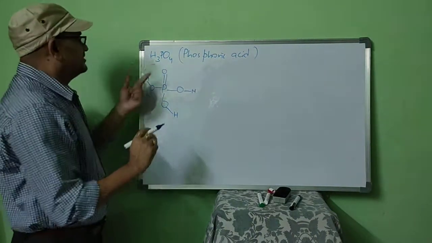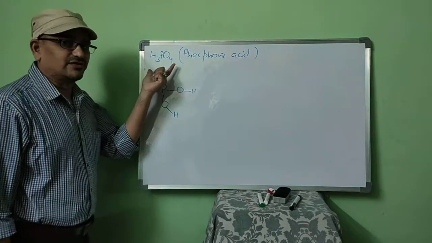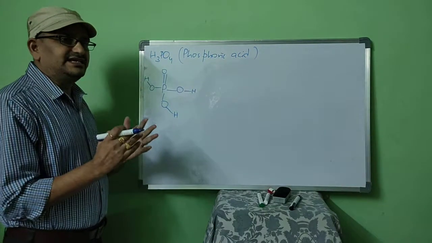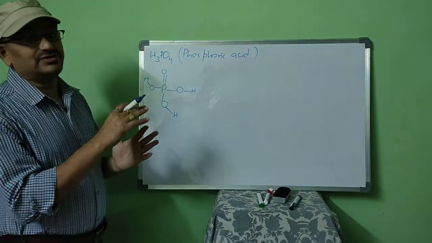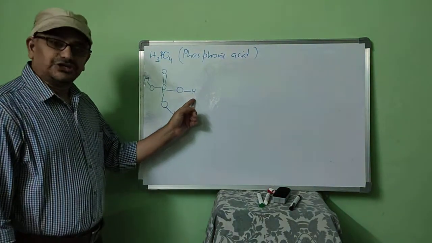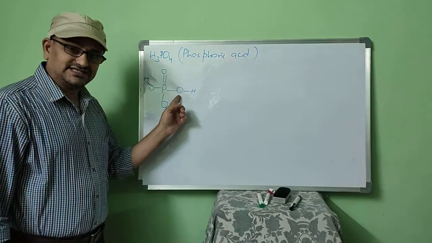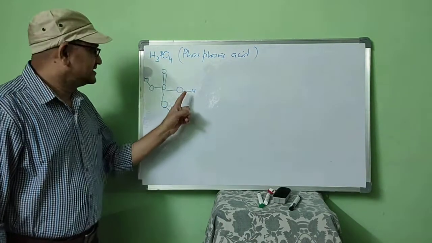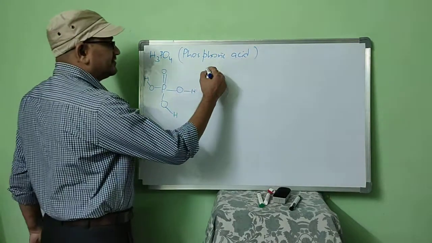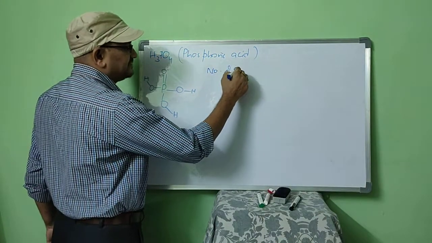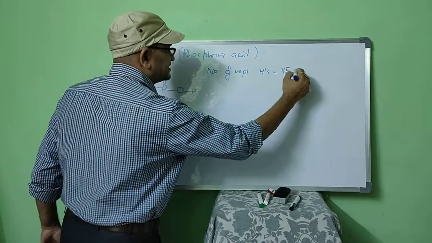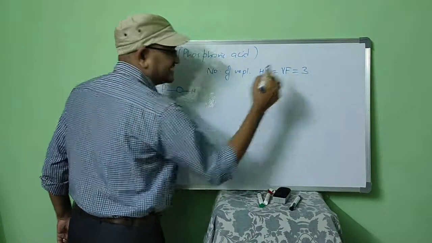Now in this formula we can notice the presence of 3 hydrogens. Immediately we have to see whether all the 3 hydrogens are replaceable or not. How can we say that they are replaceable or not? It should be connected through oxygen. See, all the 3 hydrogens are connected via oxygen atoms. So, number of replaceable hydrogens, what do we call this? Number of replaceable hydrogens is called the valency factor. That is 3 for phosphoric acid.